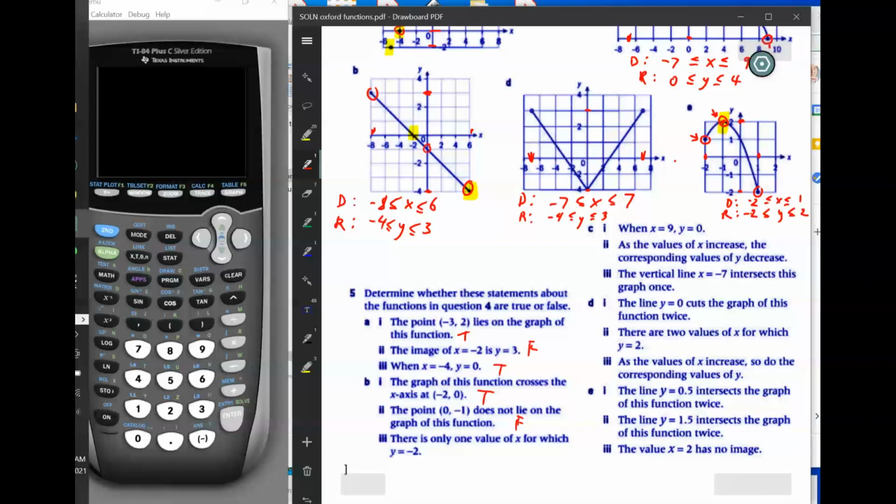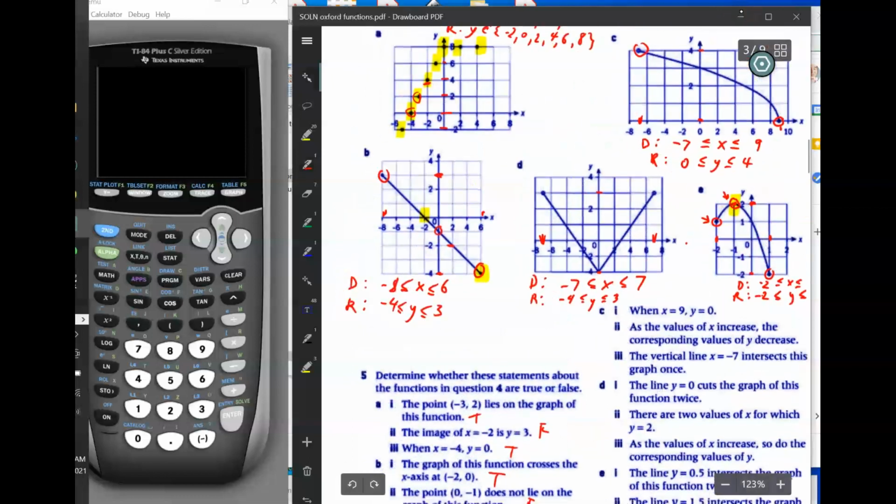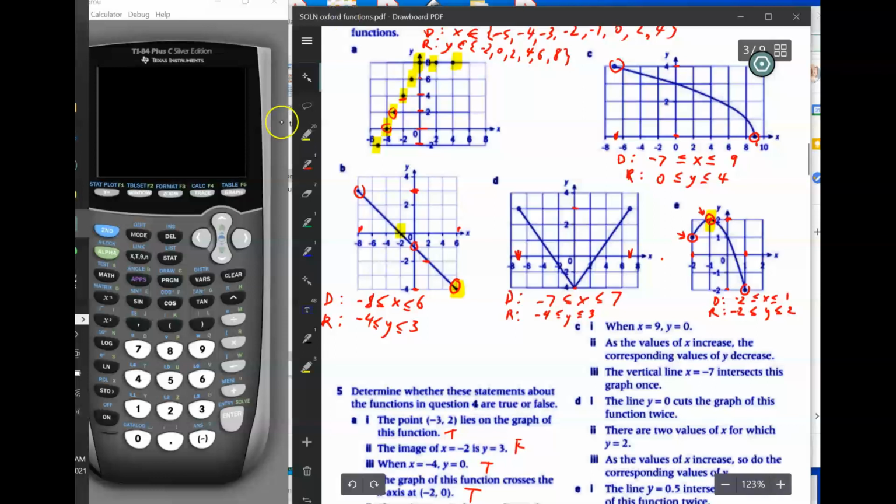There is only one value of x for which y equals -2. So there's y equals -2 and x equals 2. So there is only one value of x. Yes, so true. Now we're going to take a look at C. C is this one here.